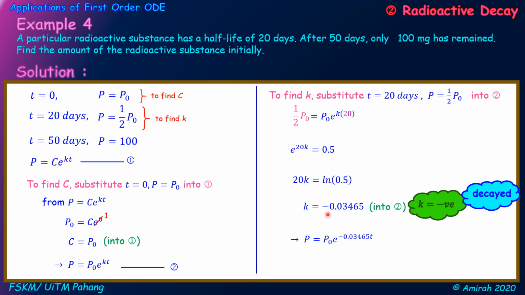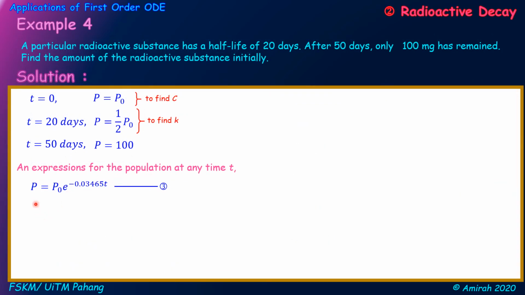Alright. So after we substitute the value of k into equation 2, we get P equals P naught e to the power of negative 0.03465t. So we replace k equals negative 0.03465, and we name it equation 3. From the previous slide, we get P equals P naught e to the power of negative 0.03465t, named as equation 3.